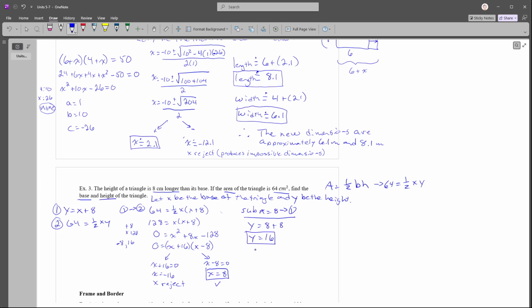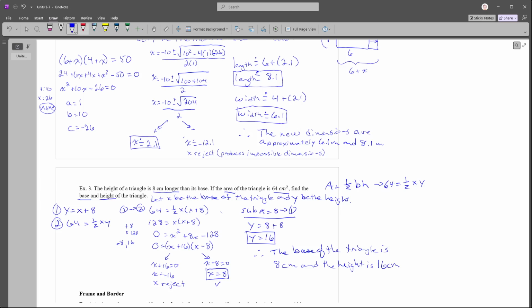We've found everything we need, so therefore, the base of the triangle is 8 meters. Is it meters? Centimeters. 8 centimeters. And the height, see, this time it actually matters which is which, right? It's not a rectangle anymore. Is 16 centimeters. And that whole thing will yield an area of 64 centimeters squared.